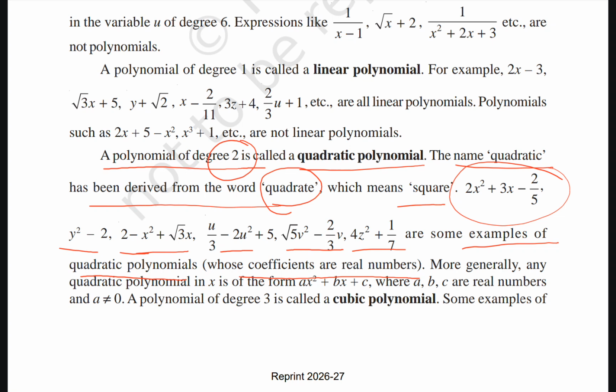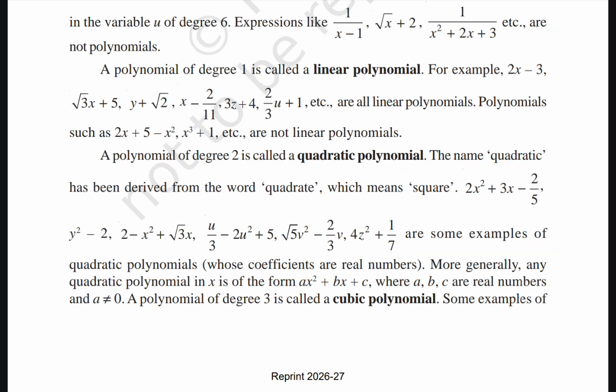More generally, any quadratic polynomial in x is of the form ax² + bx + c, where a, b, c are real numbers and a is not equal to 0.